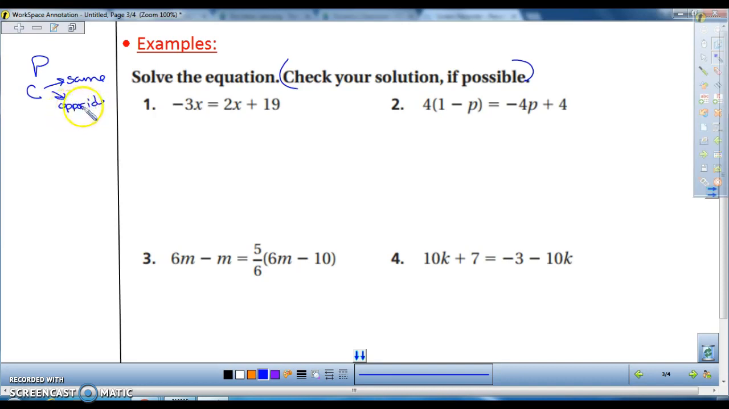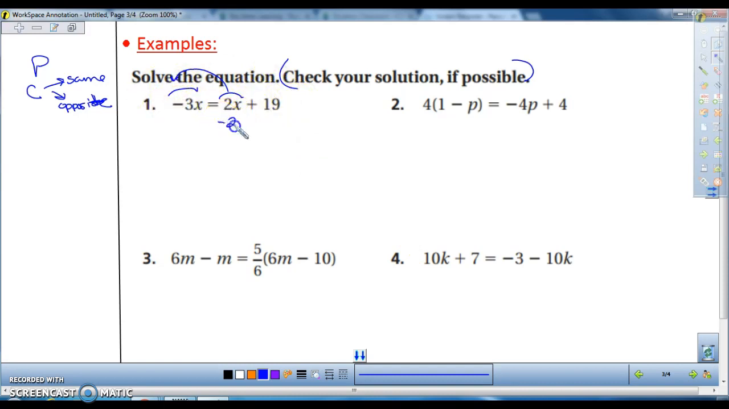Opposite side like terms. So we have this negative 3x and this 2x. Are they on the same side? No, they're on opposite sides, so combine them using the opposite operation of it, and I'm going to combine this negative 2x to this negative 3x, because we want all the variables on one side and all the constants on the other. We want 19 to be by itself and all the x's to be together.